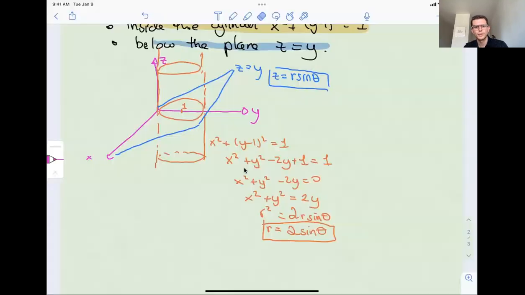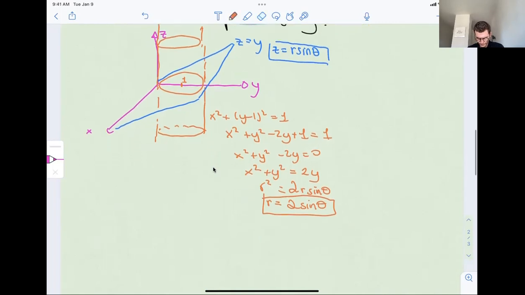Yeah, and the other question: I just divided by r on both sides to get the equation in terms of polar here. So this is what happens with the two equations in cylindrical coordinates. And so let's try to find out the volume.